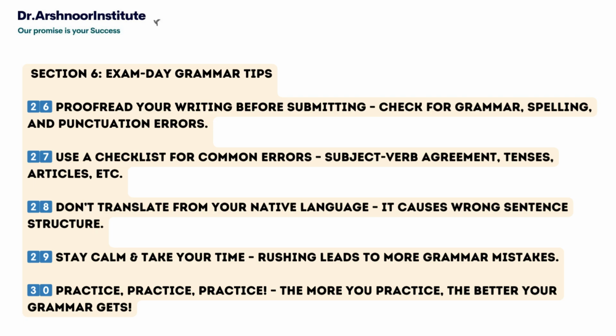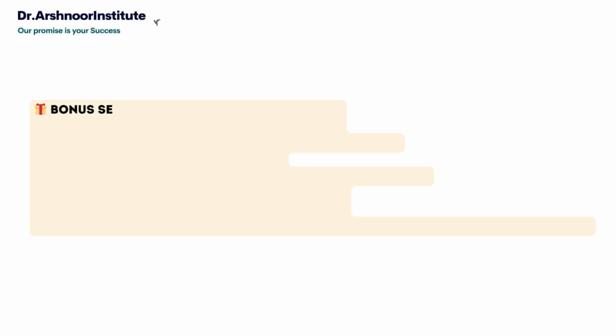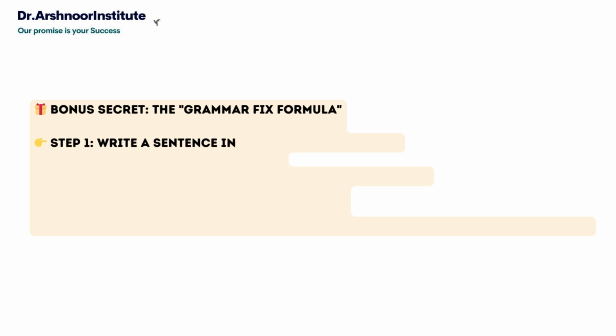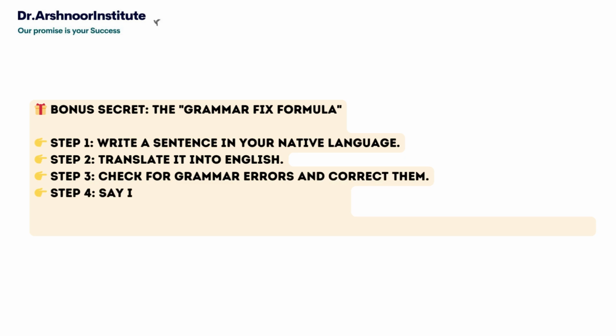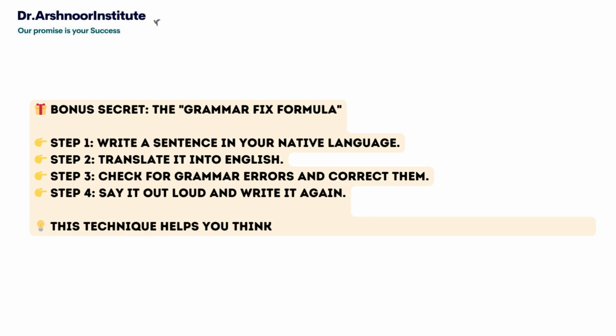And the bonus secret here is the grammar fix formula. Step 1, write a sentence in your native language. In the beginning, it should not be continued for a long time. Step 2, translate it into English. Step 3, check for grammar errors and correct them. Step 4, say it out loud and write it again. This technique helps you think in English and correct mistakes naturally. Otherwise, the best tip is that you should take help from an expert or mentor.